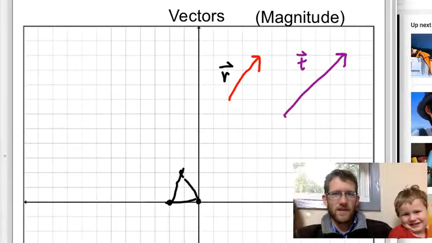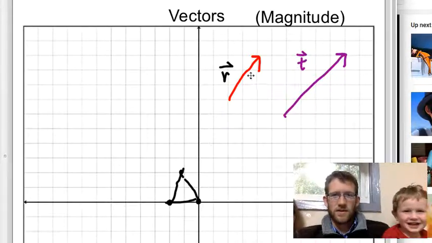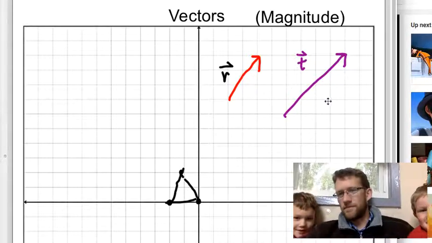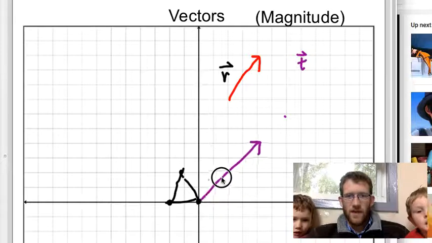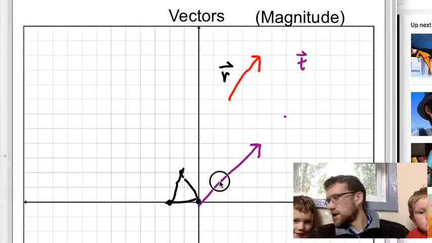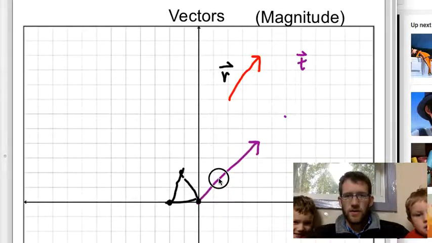I'm going to apply one of these vectors. Which one should I apply? Should I apply the red one or the purple one? Purple. Okay, so I'll apply the purple vector. The nice thing about having the whiteboard here is I can just scoot it over, and it tells me exactly where I want to end up.